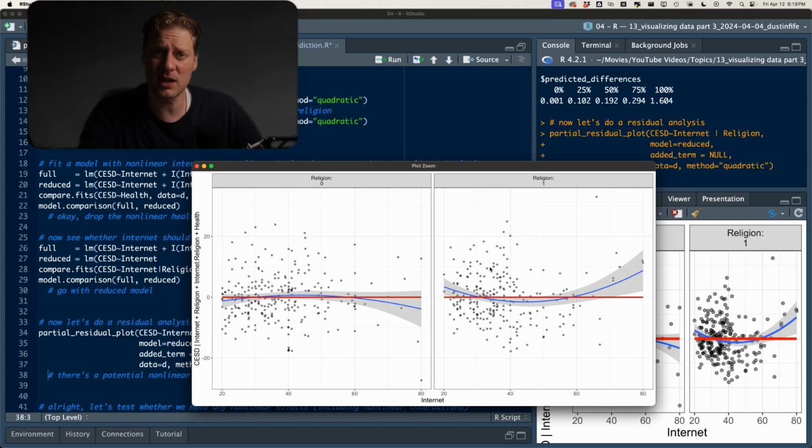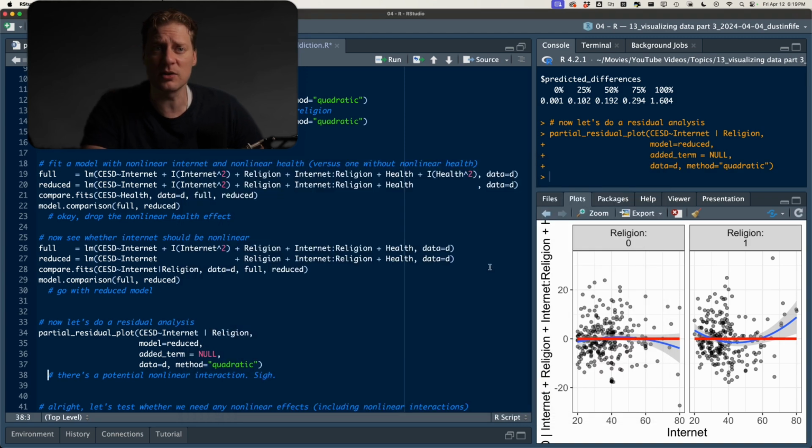So if we look at the left plot, it looks like it bends downward. And if we look at the right plot, it looks like it bends upward. And remember, we were kind of debating whether we needed to have a nonlinear effect in there. And so when we fit a model without any nonlinear effects, then the residual plots are saying, hey, there's still a pattern here. There's still a pattern of nonlinearity going on.